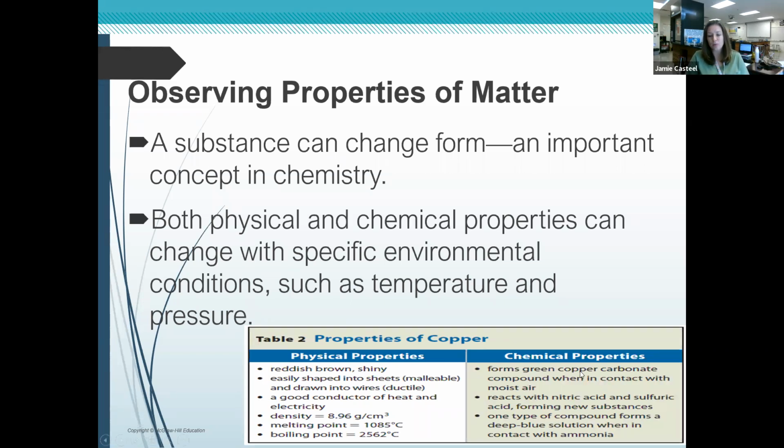Take a look at the chemical properties. These all change the substance to some new substance. Chemically, it will form green copper carbonate when in contact with moist air. Oh, it's copper carbonate, excuse me, I was wrong. I said copper oxide. It reacts with nitric acid and sulfuric acid to form new substances. And one type of compound forms a deep blue solution when in contact with ammonia. Those are all chemical changes that change the makeup of the substance.